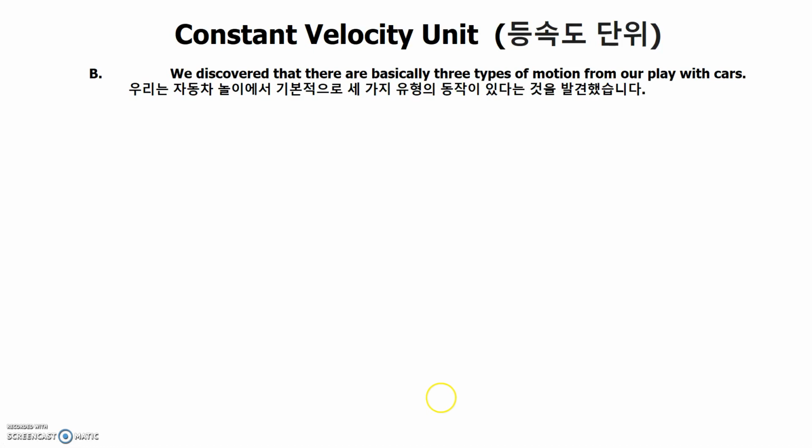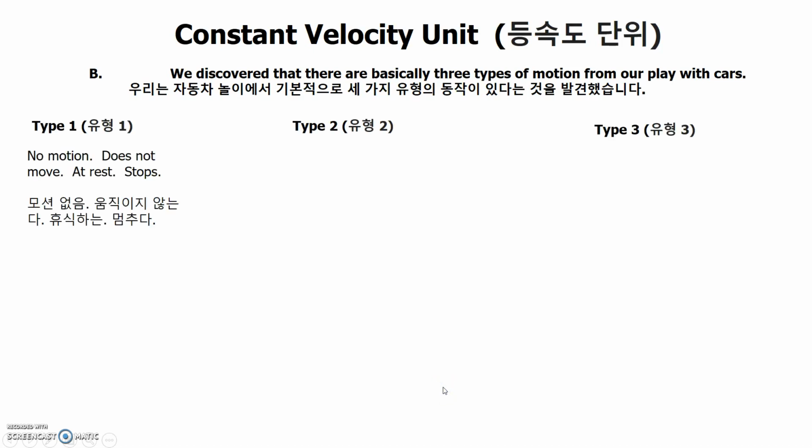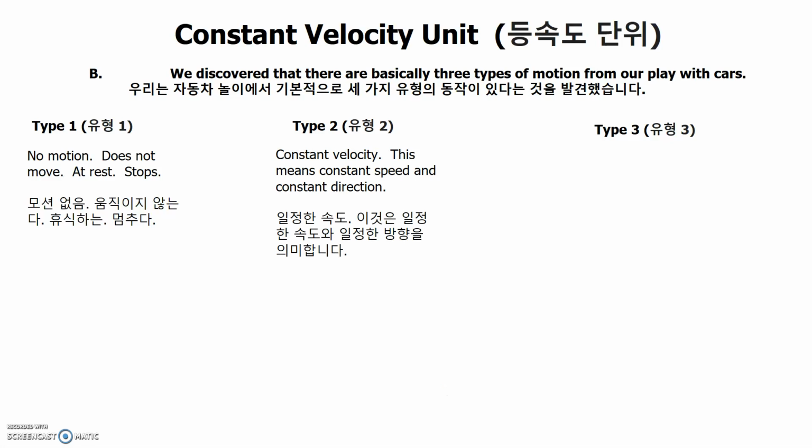Basically, we saw that there are three different types of motion with the cars. We saw type 1, where it didn't move, it just stopped, it stayed at rest. Type 2, where it was moving at constant velocity, either going in the positive direction or in the negative direction, but what that means is constant speed and constant direction. Or type 3 is when it speeds up or slows down.